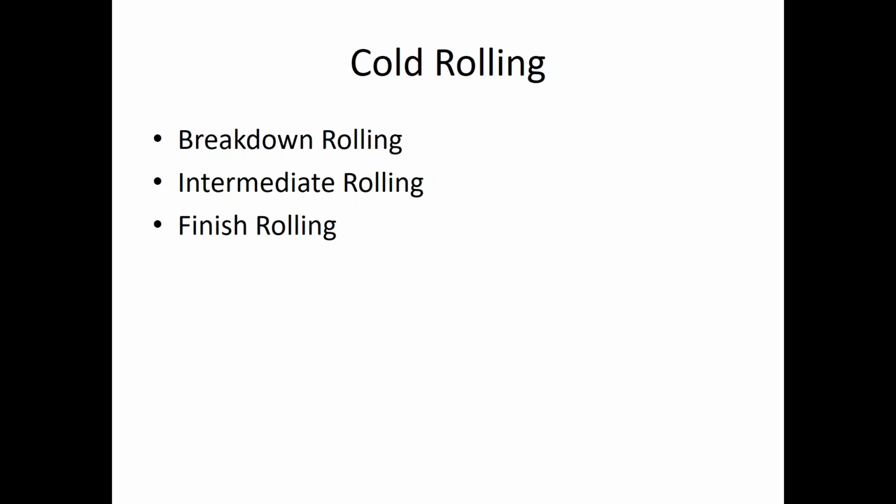During breakdown rolling, you allow the edges to mush out, so to speak, and eventually you trim that. That's runaround scrap. In intermediate rolling, some of that is still done. You get rid of those edge defects. But once you get down to finish rolling, you're pretty much at final gauge, maybe not width, or very close to final gauge.